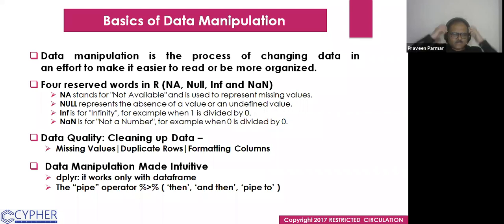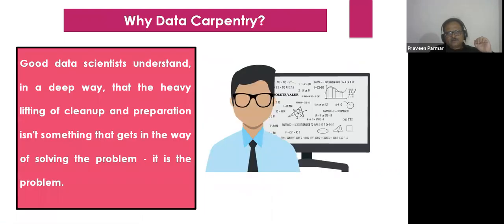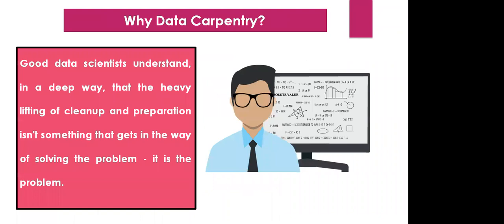And if you see, the pipe operator is there, percent greater than percent is the pipe operator, or it is known as "then" and "then" and pipe too. Okay, it is known in this way. And why data carpentry? This is the data carpentry basically.